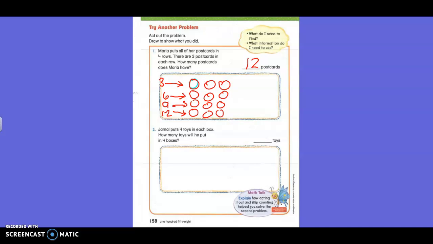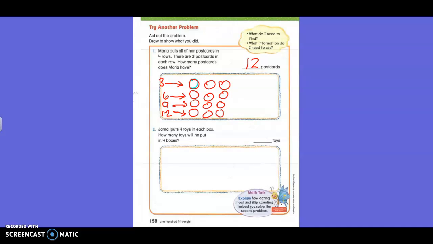Okay, let's do number 2. Jamal puts 4 toys in each box. How many toys will he put in 4 boxes? Okay, did you notice how this one doesn't say rows? It doesn't say rows, does it? So this time, I want our pictures to be drawn a different way. It says we have 4 toys in each box, and that there are 4 boxes.